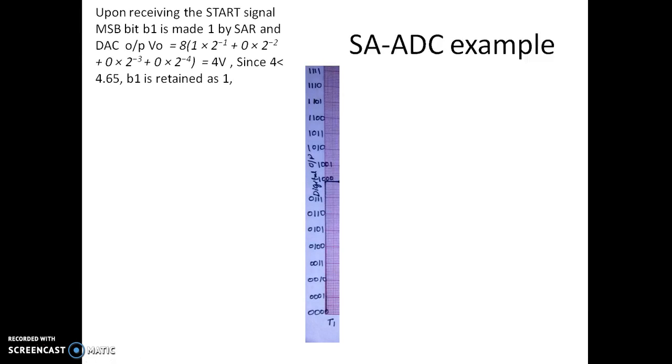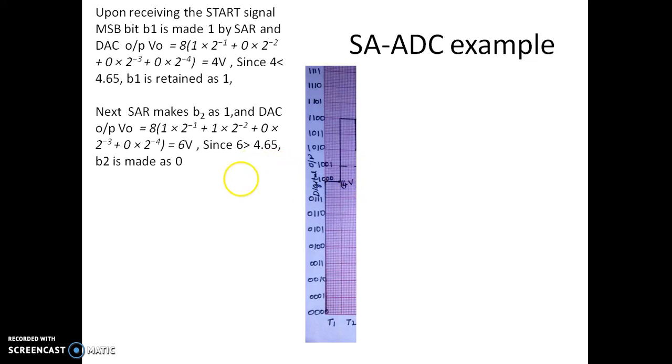Now, as it was done in the previous example also, upon receiving that start signal, the MSB bit B1 is made 1 by the SAR. The corresponding output voltage is 4 volts because VFSR is 8. So now you can see we are getting 4 volts, and this is because the MSB bit is made 1. Since MSB is retained as 1, just after the T1 clock pulse, B2 is also made 1. Now you can see B2 is made 1.